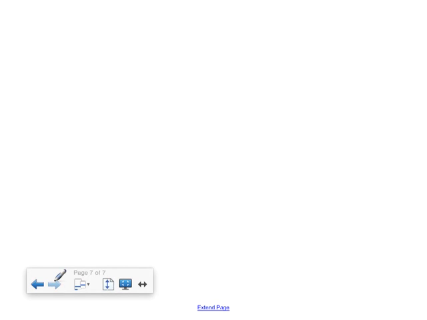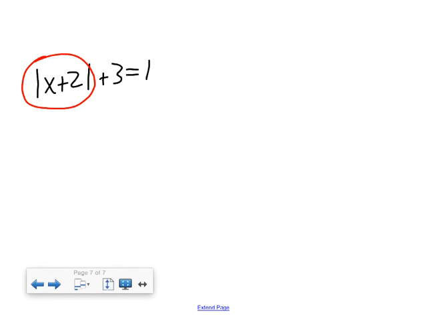All right, last one here that we're going to look at. The absolute value of x plus 2 plus 3 equals 1. Okay, so first thing I want to do is get the absolute value by itself. So I'm going to subtract 3 from each side.